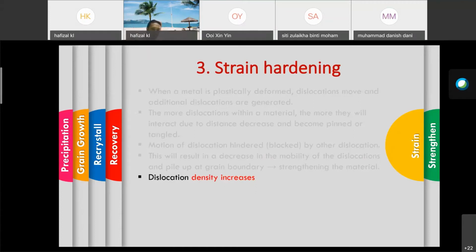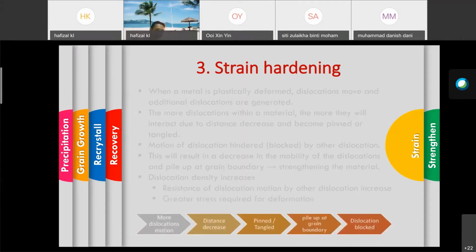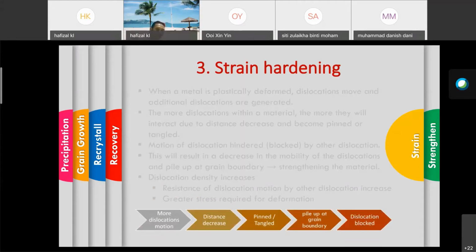When it increases, it will produce a resistance to the dislocation motion, and finally a greater stress is required for the deformation. During the process we can see a lot of strain produced in the atomic arrangement. When we talk about the atomic arrangement, we will see the strain in the lattice due to the dislocation motion taking place.